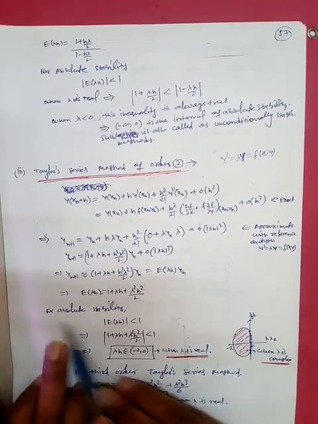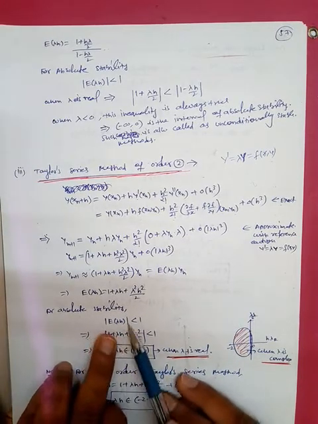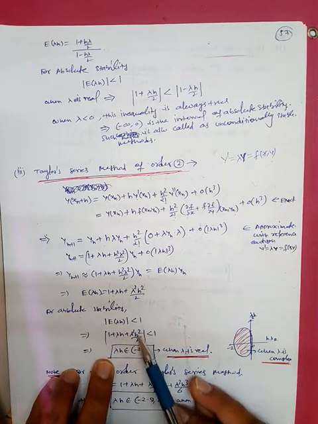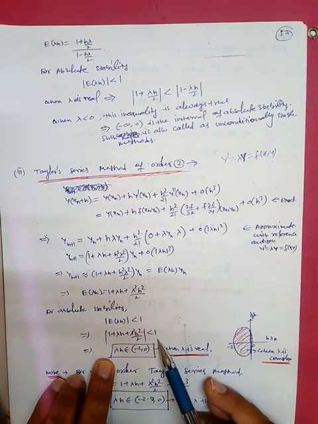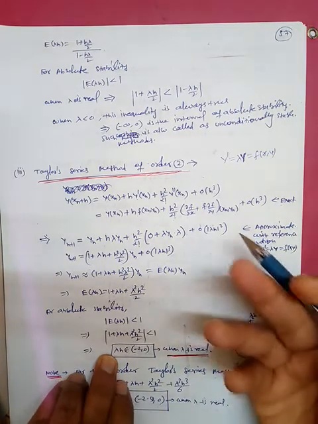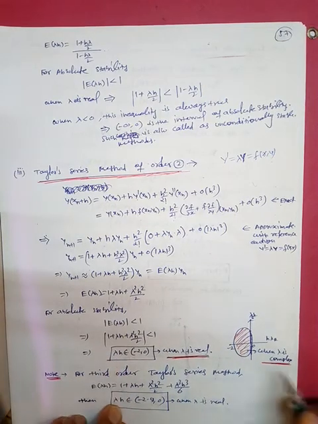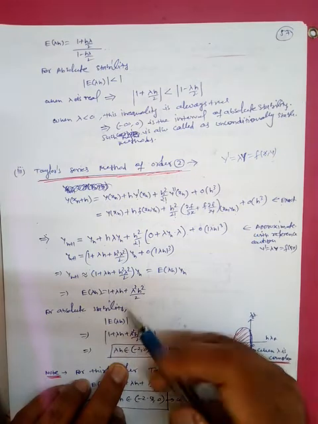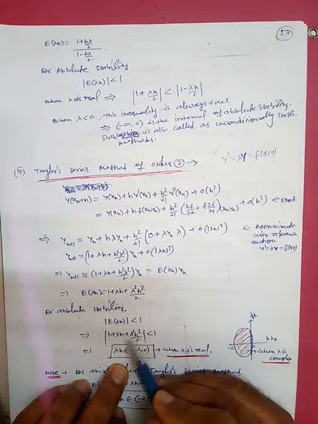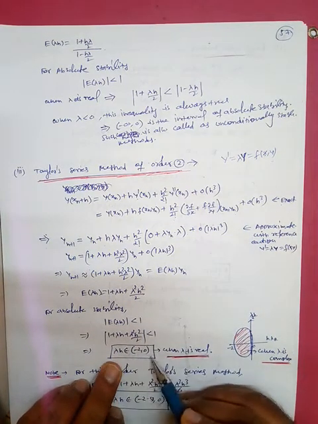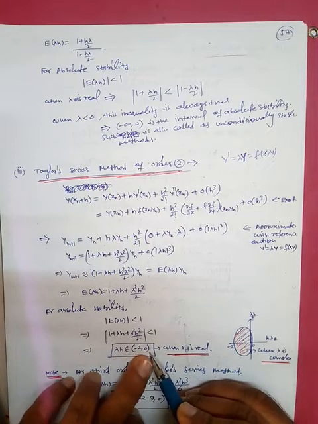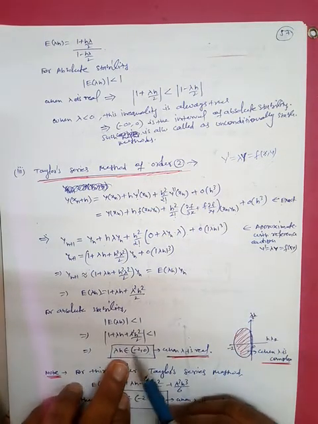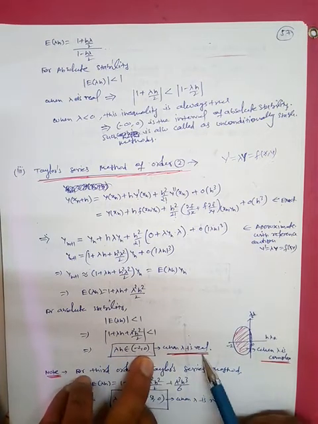Now for absolute stability, the magnitude of e^(lambda h) should be less than 1. That means the magnitude of 1 + lambda h + lambda² h²/2 should be less than 1. Again here there are two cases, when lambda is real and when lambda is a complex number. When lambda is real, we have already shown in our previous video that when you open this we get the interval lambda h belongs to (-2, 0).